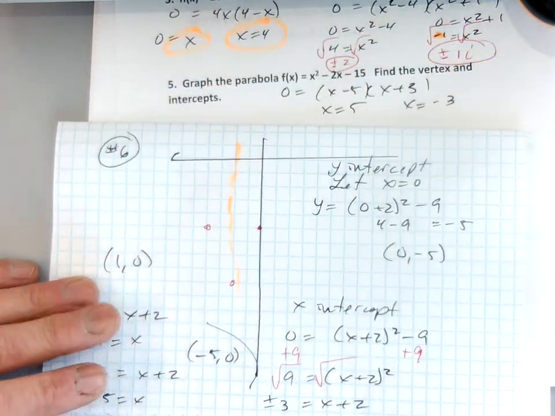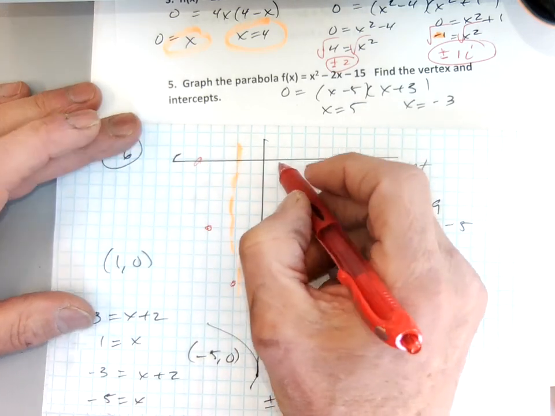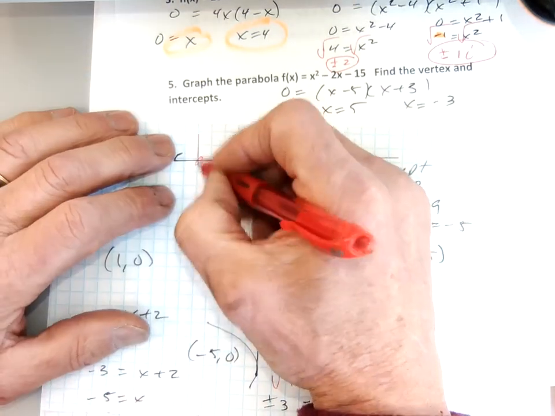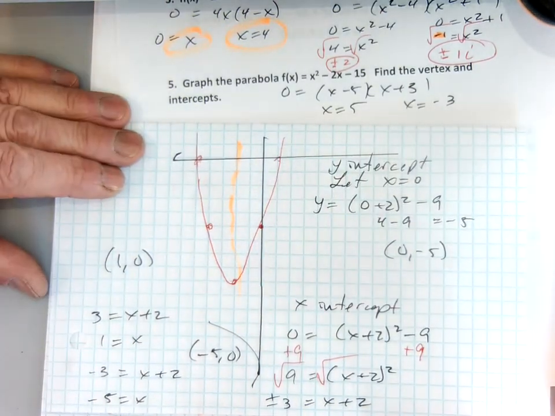And I can graph those pretty easily. 2, 3, 4, 5, and then 1. And then there is my parabola. Awesome. Okay, that's number 6.